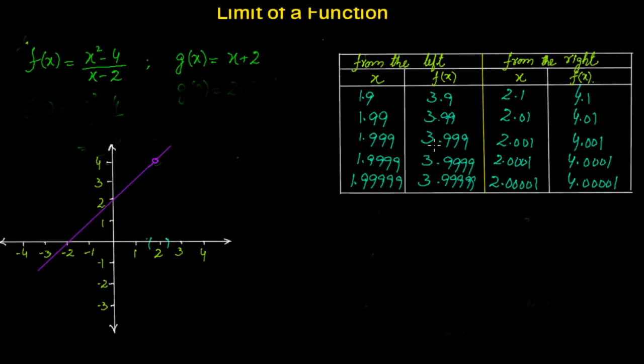From the first two columns of this table, what we observed is that as x goes closer to 2 from the left, f(x) comes closer to 4, and that's also clear from the graph. You see, as x goes closer to 2 from the left, f(x) goes closer to 4. This is the point 4 here. And similarly, as x comes closer to 2 from the right, f(x) comes closer to 4.